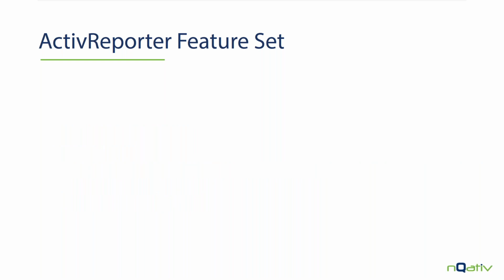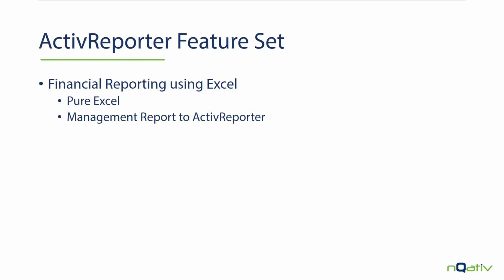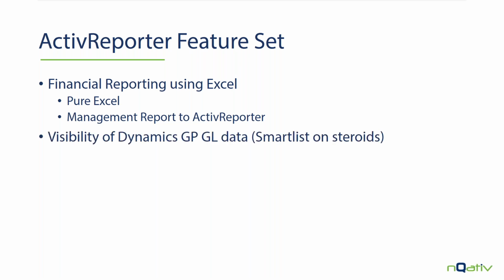So just a little bit about the feature set before we get into the demonstration. There are three main features that I want to point out today. The first one is we're going to use Excel and pure Excel as a report writer directly to your Dynamics GP database. And then we also have a mechanism where we can convert your Management Reporter reports to ActivReporter reports and do about 85 to 90% of the work. So all that work that you've invested in Management Reporter can be harvested and put in ActivReporter.